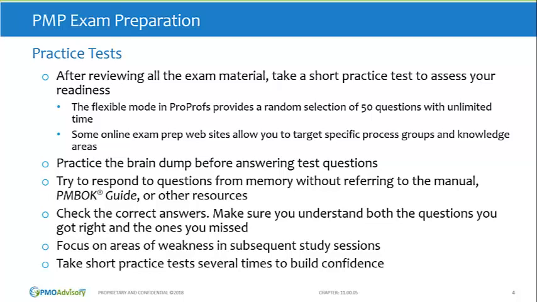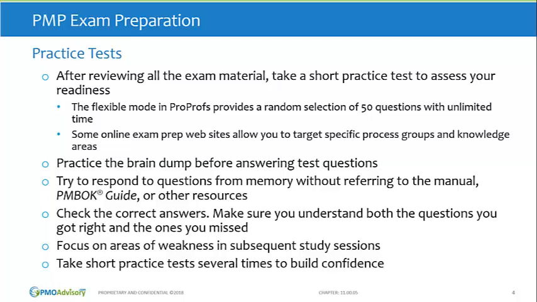After you've reviewed all of the material for the exam, take one of the short practice tests to give you a quick evaluation of your readiness for the exam. In ProProfs, you can use the flexible mode to bring up a random selection of 50 questions. There are other online exams that allow you to target a specific process group or knowledge area.